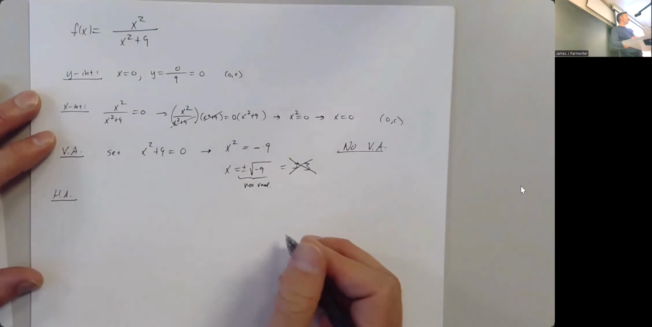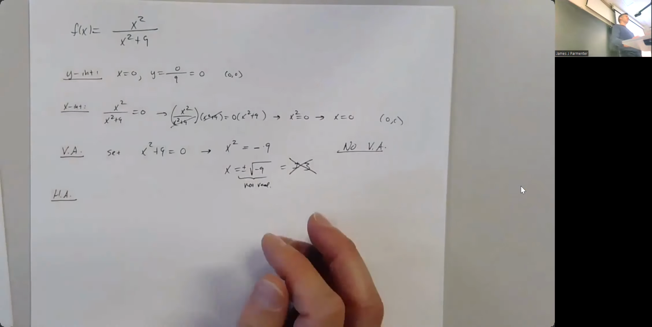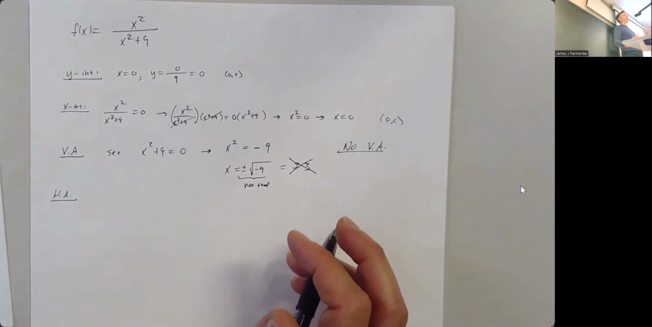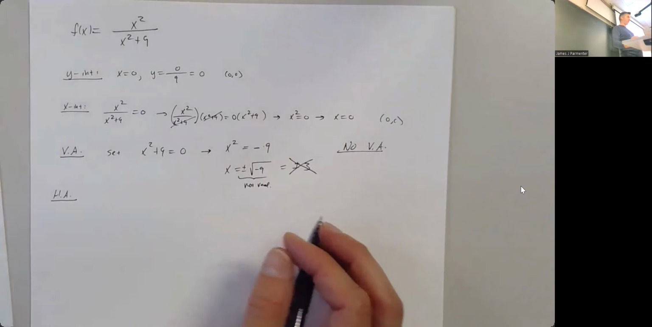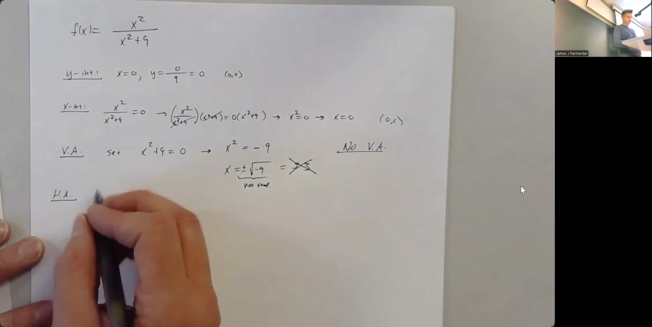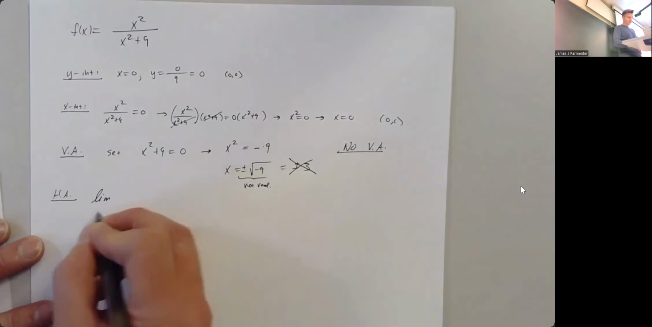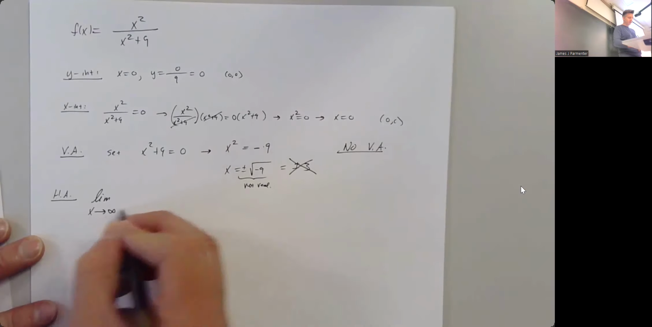What about horizontal asymptotes? I would encourage you, even if you already know what the answer is going to be, since someone is probably reading your work if you're taking an exam, to show that you find the horizontal asymptote by taking the limit as x goes to infinity.